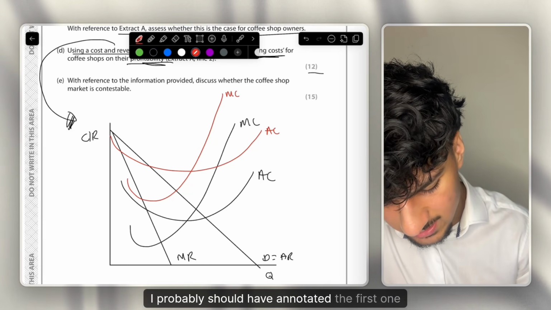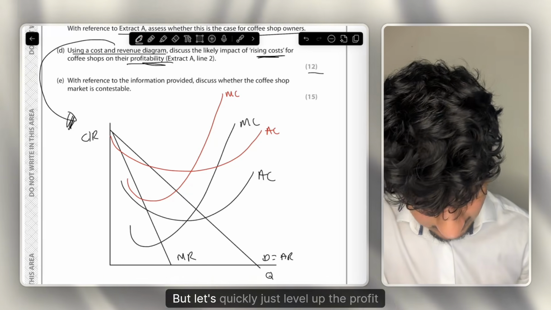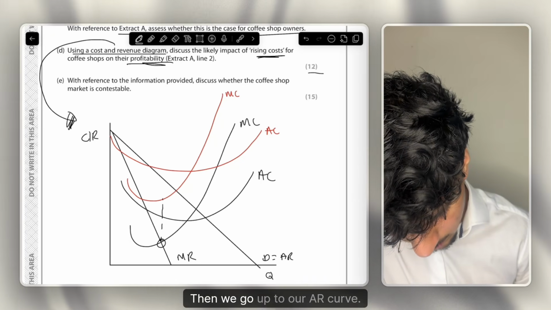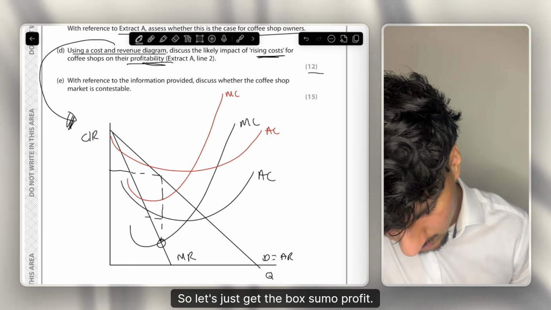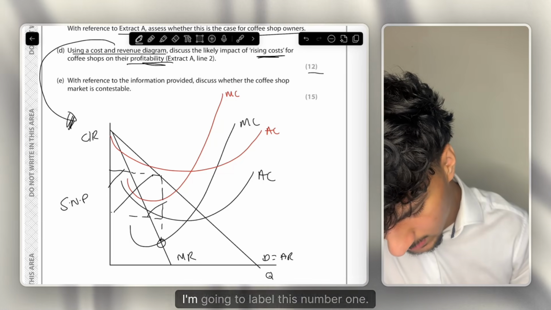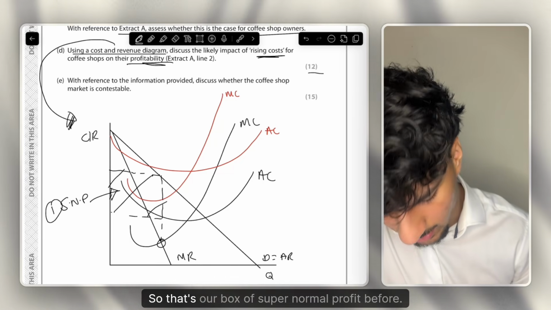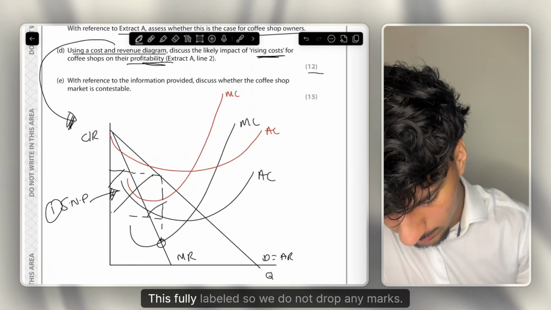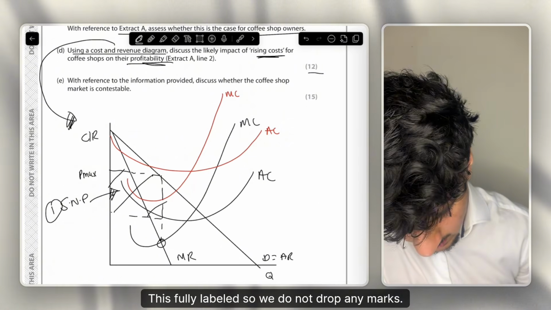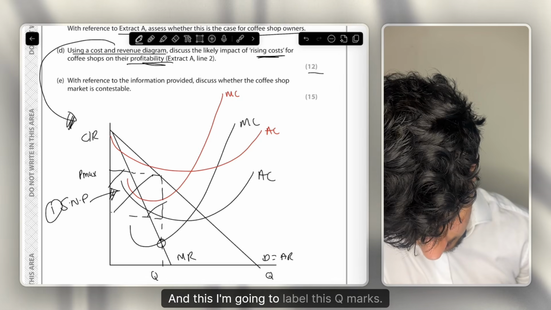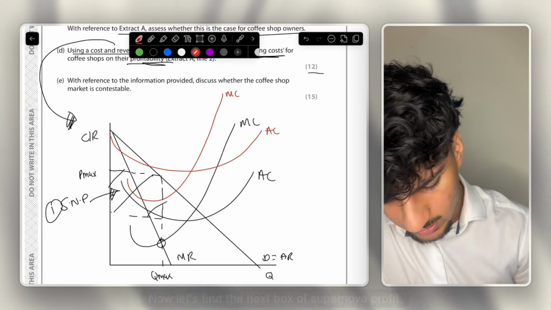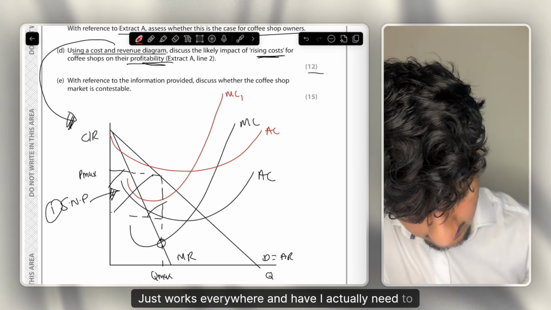I probably should have annotated the first one before I did this, but let's quickly level up the profit maximization points. So MC equals MR there, then we go up to our AR curve, so let's just get the box of supernormal profit. I'm going to label this number 1. So that is our box of supernormal profit before. But let's make sure this is fully labelled so we do not drop any marks. That would of course be P marks, and I'm going to label this Q marks. Now let's find the next box of supernormal profit. It works the same way, and I actually need to label these correctly.